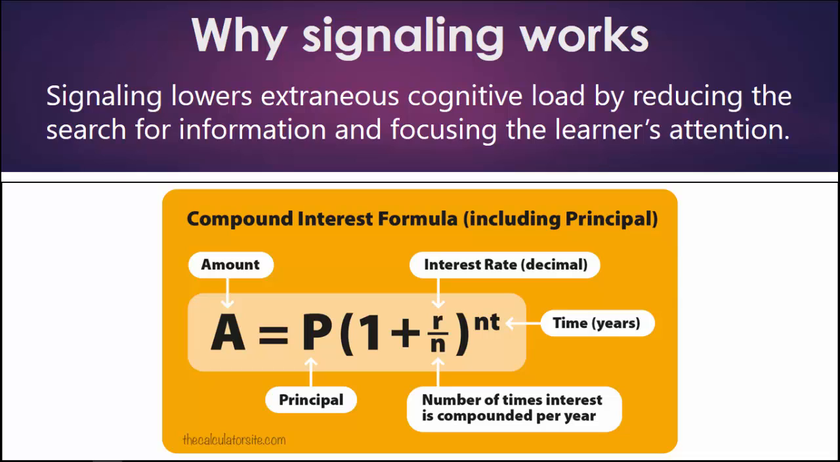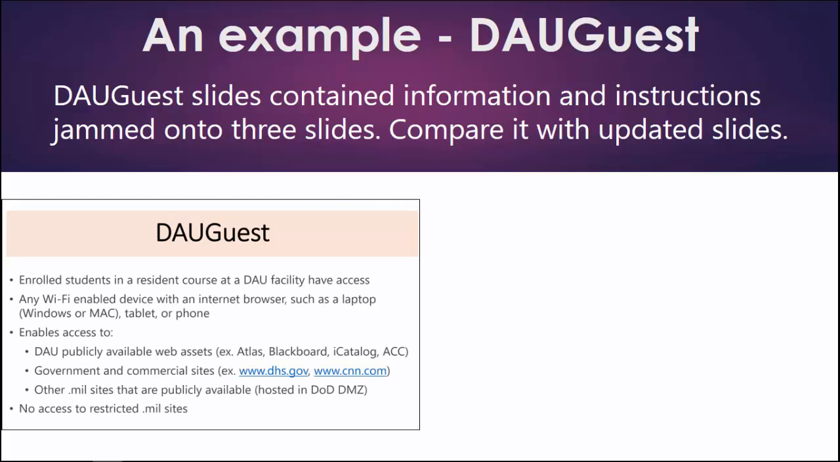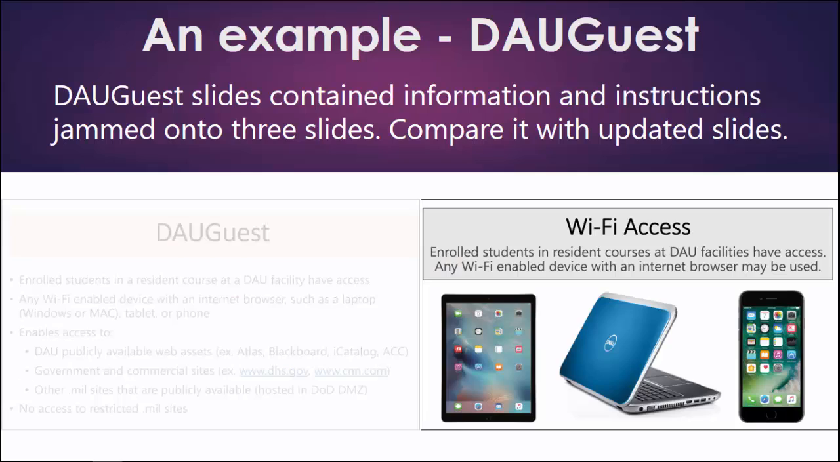Now at this point, we're going to go through an example. This is a real live example from my work, and basically there were these 3 slides that were jam-packed full of information, and I'll show them to you. And we want to compare it with the updated slides. So here is an example of the first slide, and it has the pink banner on the top. And then when I get to the updated slides, they have the gray banner on the top.